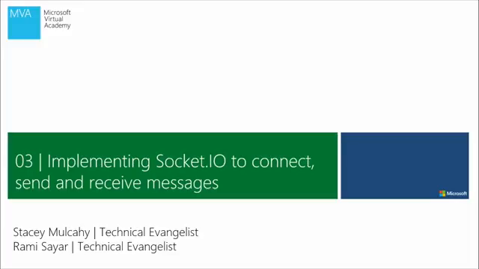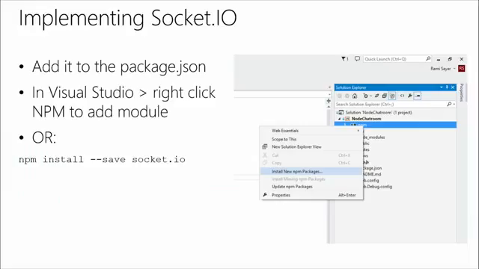So we're going to be looking at Socket.io as a solution in order to create real-time communication in a chat application, right? So I send a message, and you, on another side, might receive it, save it, whatever it may be. Let's look at implementing Socket.io to connect, send and receive messages. So let's dive right into it.